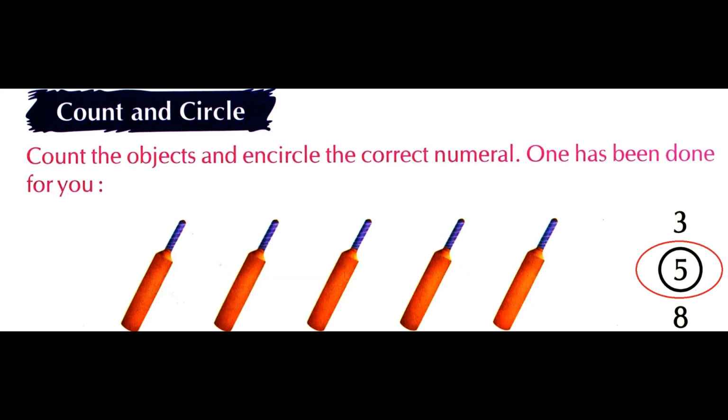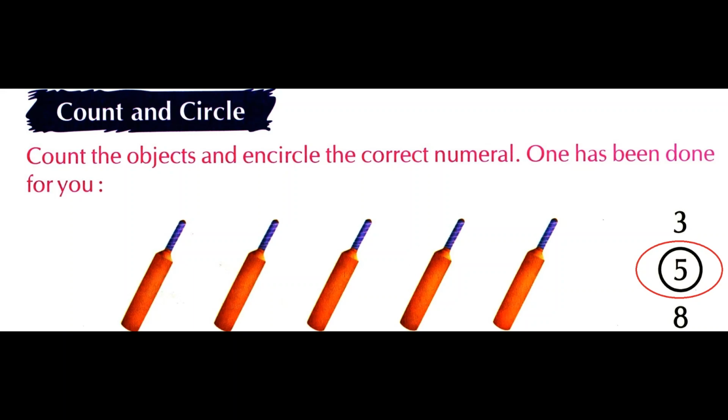And now in the next picture you can see count and circle. Count the objects and encircle the correct numeral. 1 has been done for you. In the first picture there are 5 bats. If you count from 1, that is 1, 2, 3, 4 and 5. So there are 3 numbers, 3, 5 and 8, and the correct number is 5. So you have to encircle the number 5.